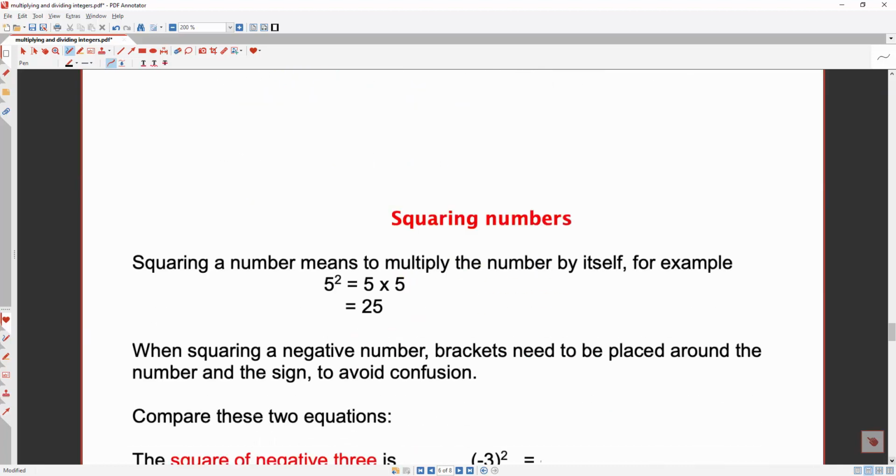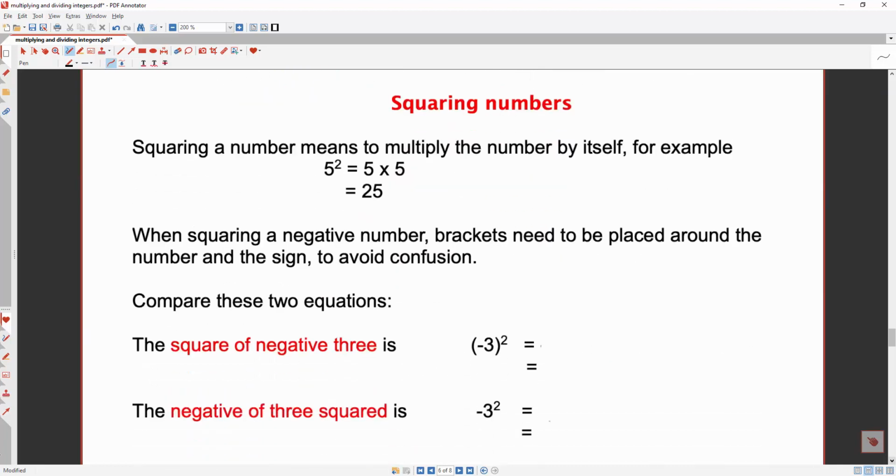Okay, and the final thing I want you to be aware of, this is a really common mistake made by students all the way up to year 12. Squaring a number means to multiply the number by itself. For example, 5 squared is 5 times 5, which is equal to 25. When squaring a negative number, brackets need to be placed around the number and the sign to avoid confusion.